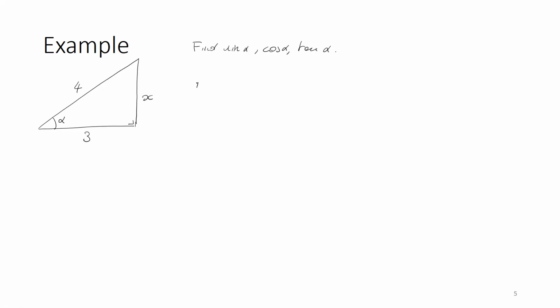Then the first thing that we will do is, well, we'll try to find that x. By Pythagoras' theorem, we have that 3 squared plus x squared is equal to 4 squared. And if I rearrange that a bit, I get x squared is 16 minus 9, which is 7, and therefore x is the square root of 7.